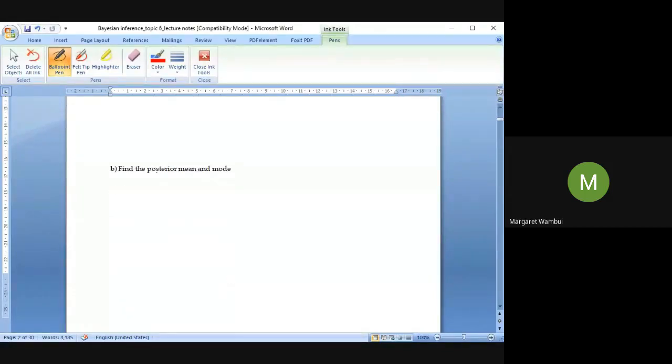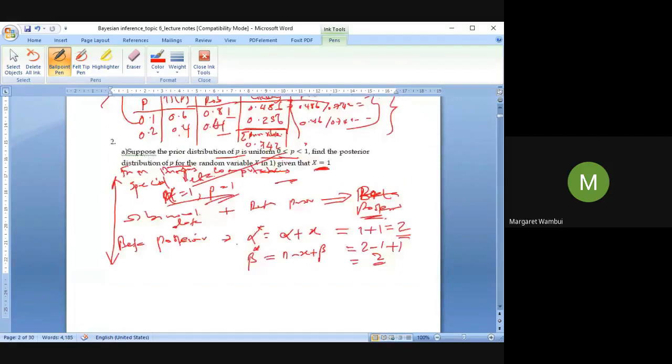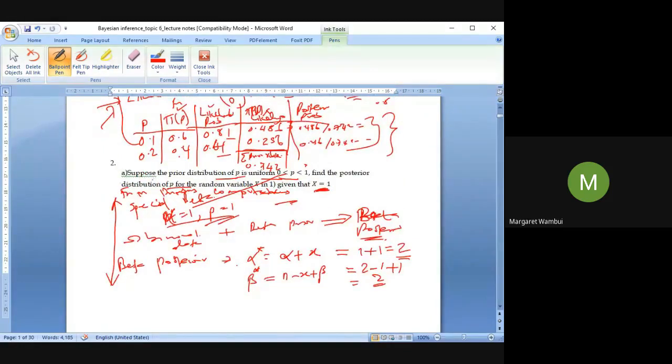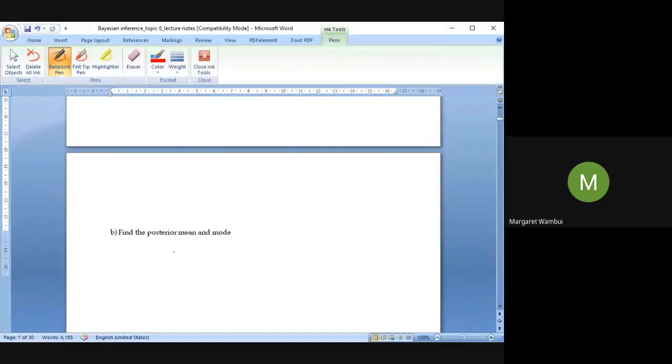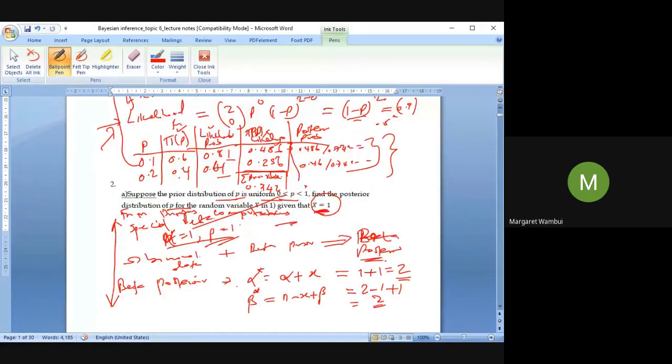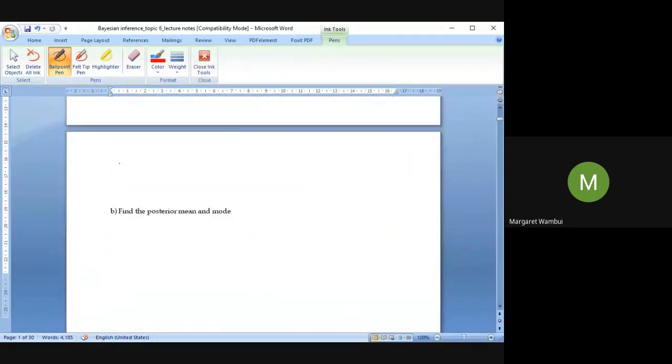Now part 2, which is part B of our question 2. Remember question 2 we have worked on. Suppose the prior distribution of P is uniform. Find the posterior distribution of P for the random variable x in question 1, given that x is equal to 1 is observed. So we already have that. Now, next, we want to find the posterior mean and mode of this parameter P, which is now solved in question 2. Meaning we are using the beta posterior.